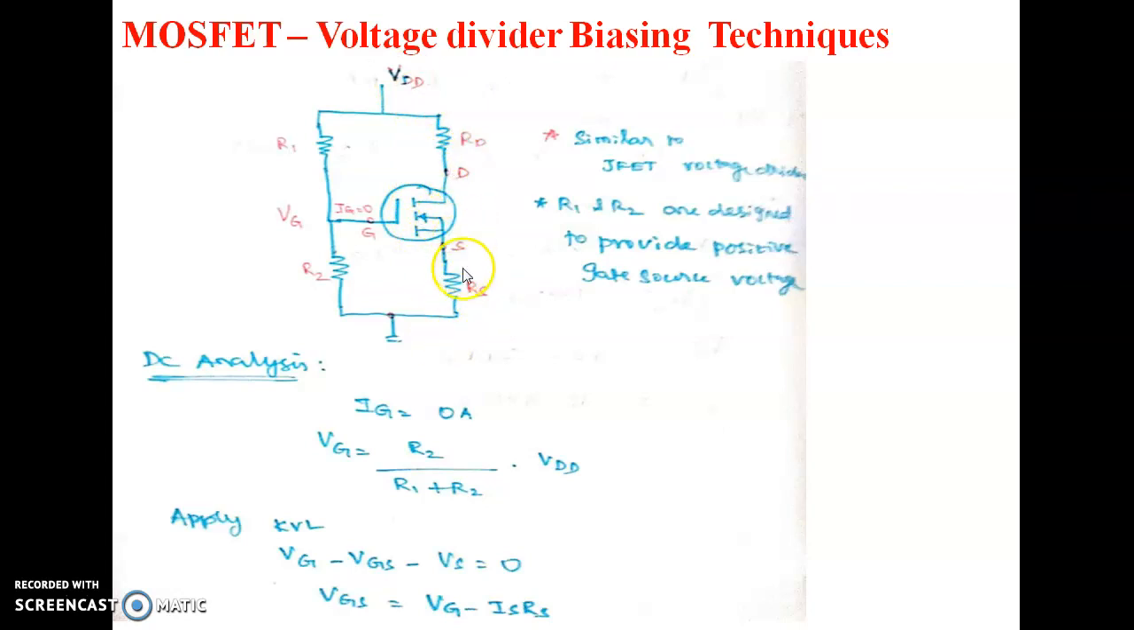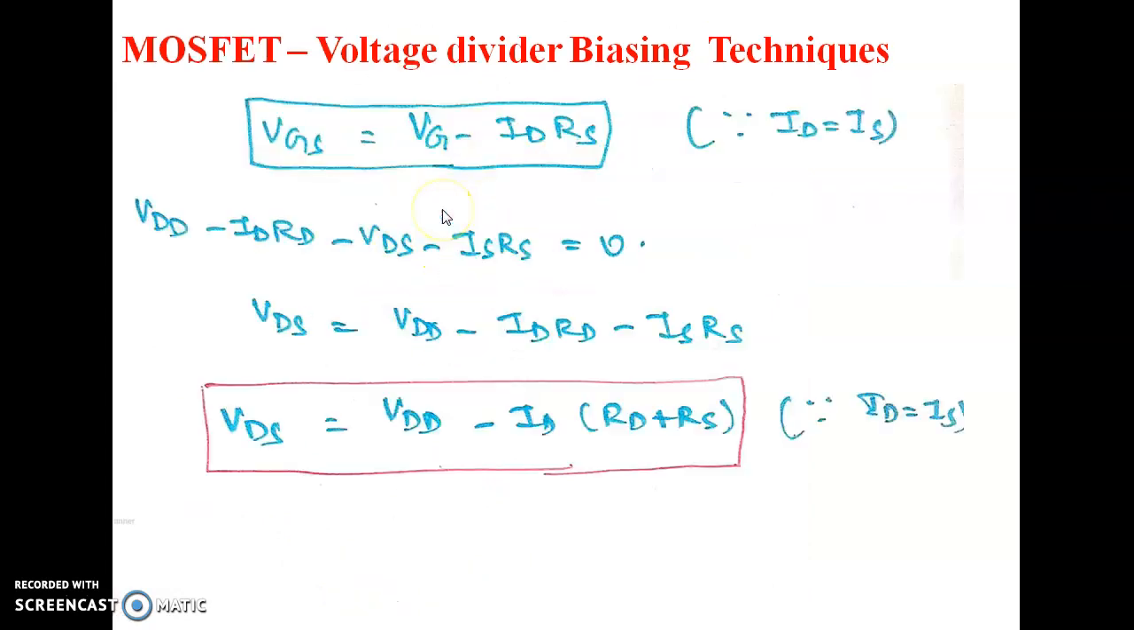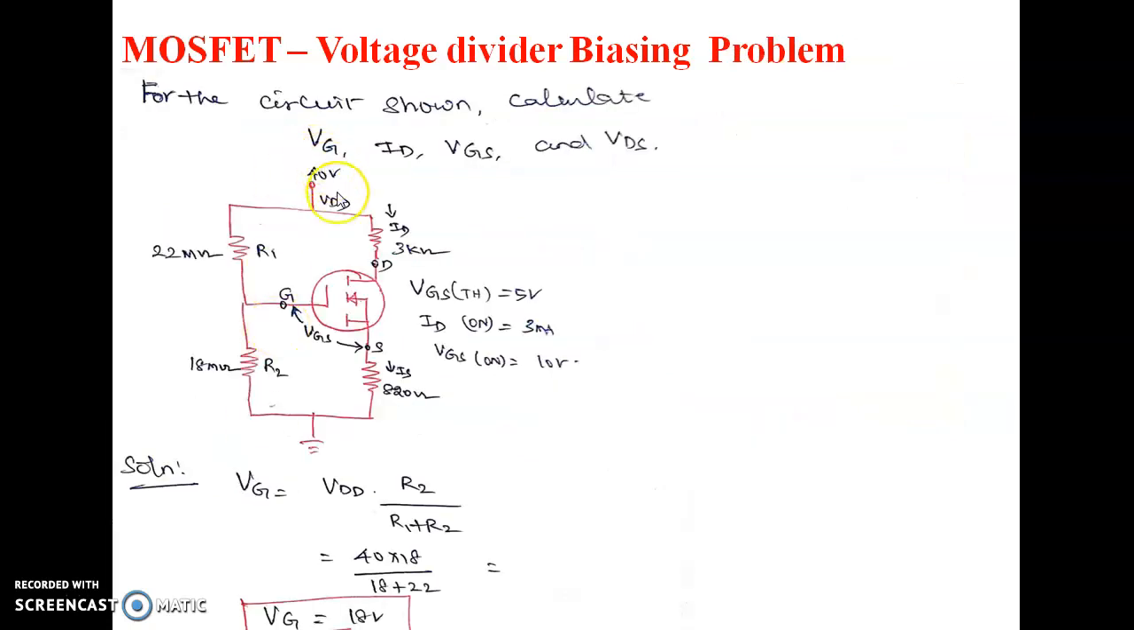So that is ID, RD, IS, RS and VGS. So VDS equals VDD minus ID into (RD plus RS). This is our VDS. So this is our voltage divider biasing. Next we can go with one problem, then you can understand the voltage divider biasing and how to design.